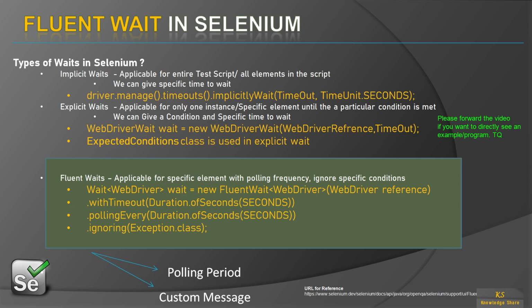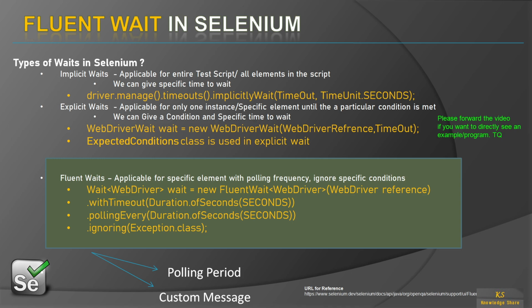In this session, we are going to learn about how to handle waits using fluent waits. In the previous session, we saw how to handle exceptions using implicit waits and explicit waits. In this session, we will see the different features available using fluent waits. Most of us have a confusion about these fluent waits: what is the difference between explicit wait and fluent wait?